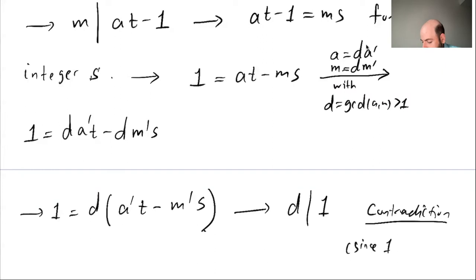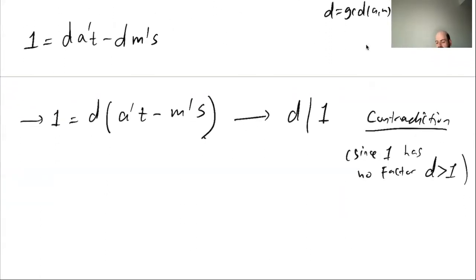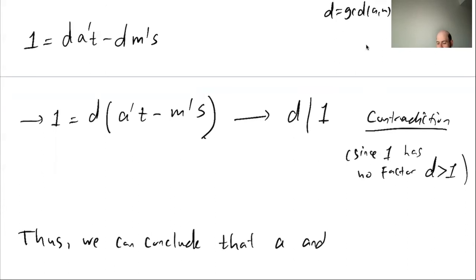Since 1 has no factor D bigger than 1, we wrote 1 as a number bigger than 1 times another integer. Of course, that's not possible, and that's a contradiction. And well, that's it. From this contradiction, we can conclude that A has no inverse in this case.